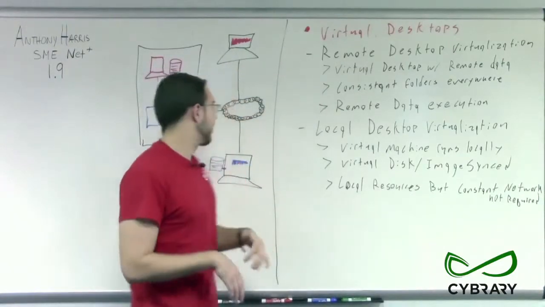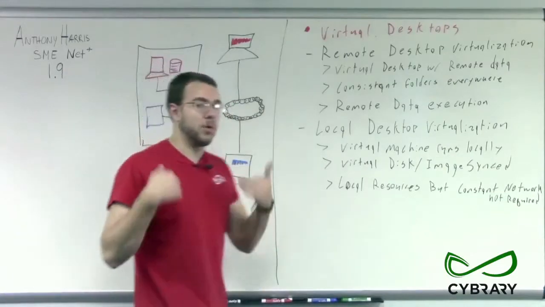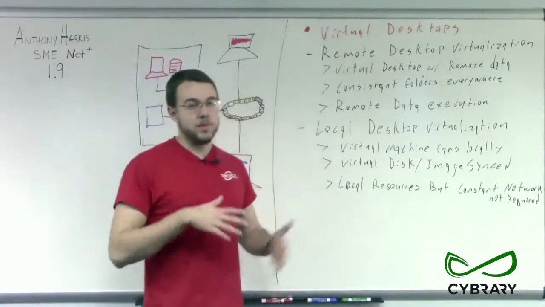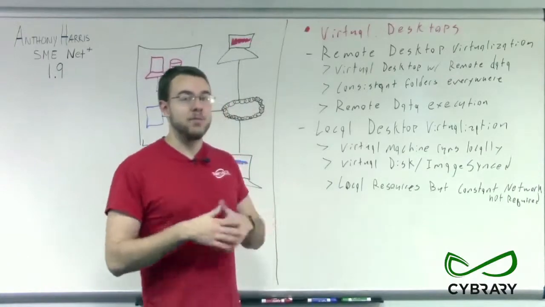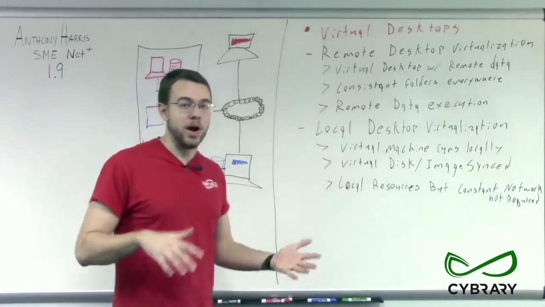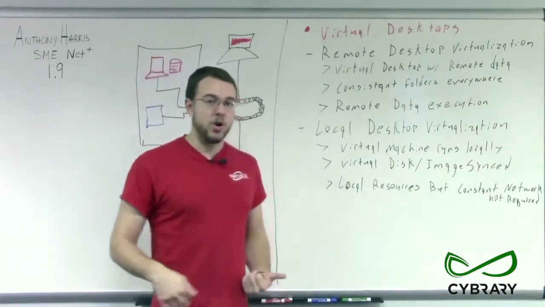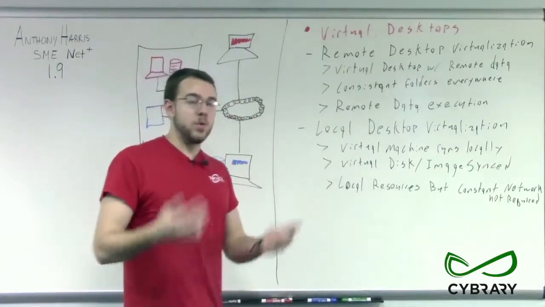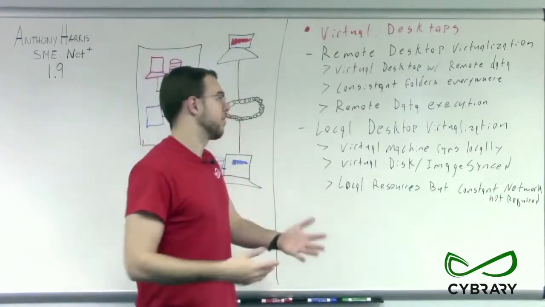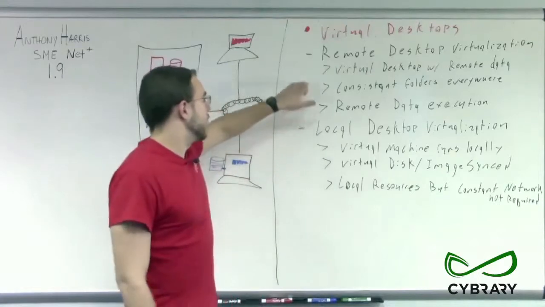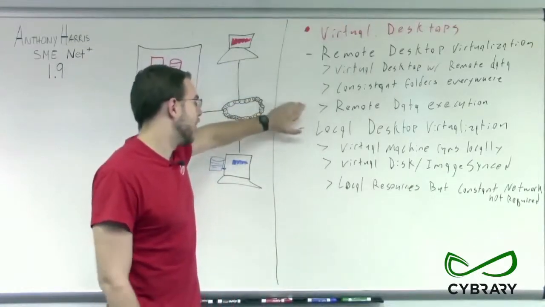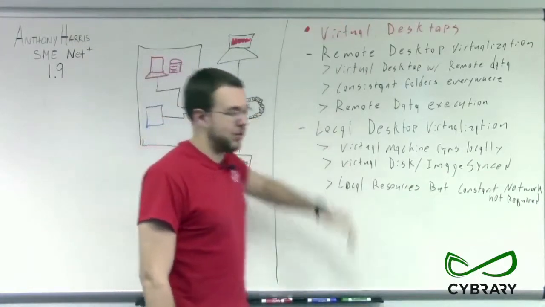So whether we're accessing our data at work or we're accessing our remote desktop at home, that data is the same everywhere. And if we work on the data when we're at home, it saves it on the server. And if we work on that data at work, it saves it on the server. Now, remote desktop virtualization also allows for remote data execution.